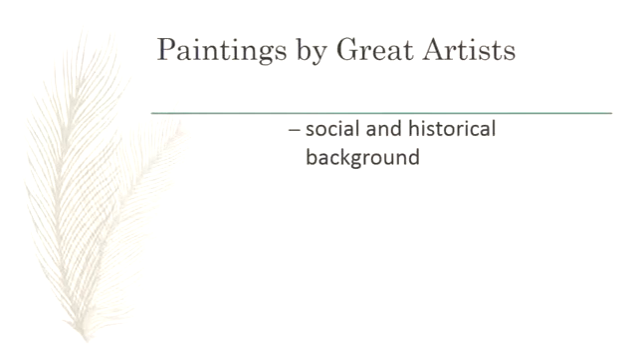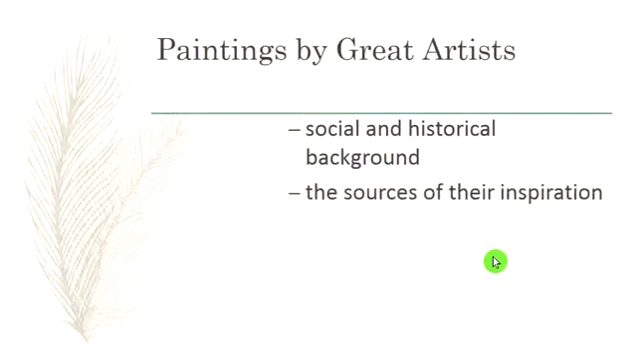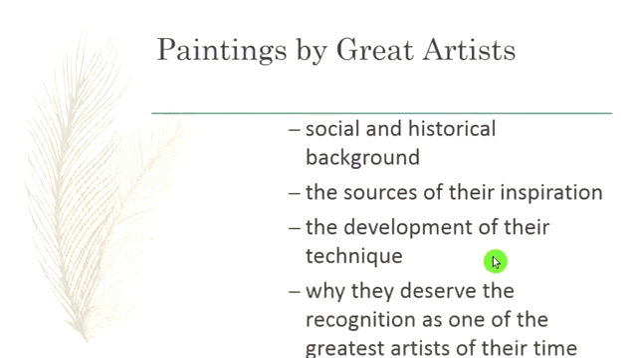Next, we will discuss the paintings by great artists. Each lesson in our series on paintings by great artists explores the life of the artist through their most famous paintings. We look at their social and historical background, the sources of their inspiration, the development of their technique, and why they deserve recognition as one of the greatest artists of their time. In this entire semester, we will discuss these things and break them down. In this module, I will just give the summary or overview.